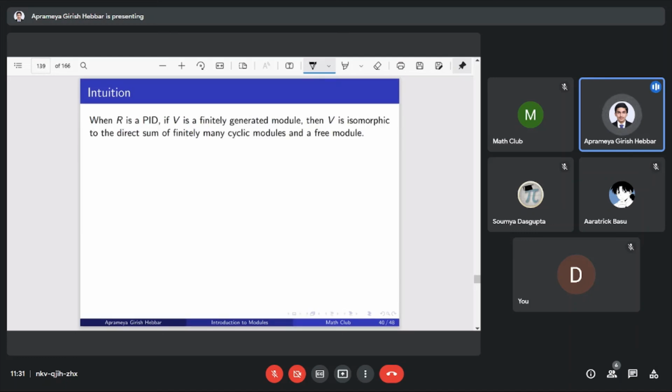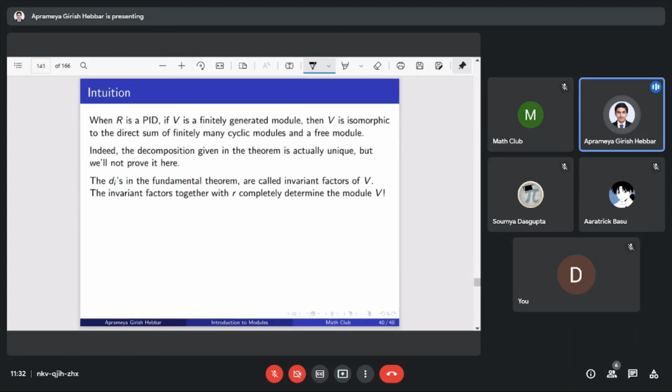When R is a PID, the theorem says that if V is a finitely generated module, then V is isomorphic to a direct sum of finitely many cyclic modules and one free module. Indeed, you can prove that the decomposition given in the theorem is actually unique, but we won't prove that here. The d i's that come in the fundamental theorem are called the invariant factors of V.